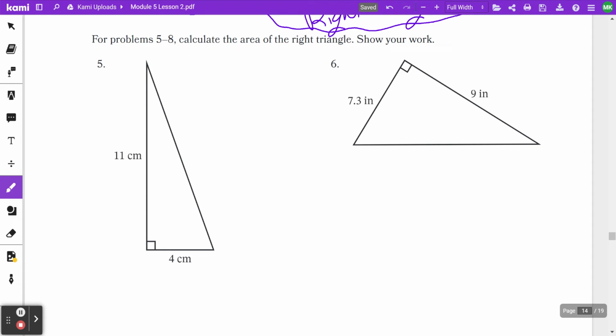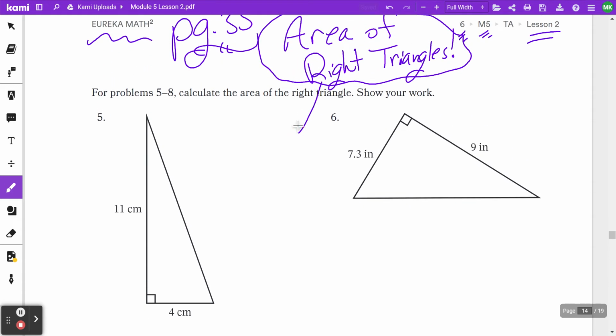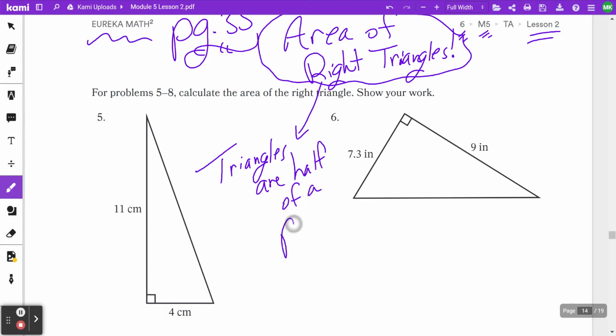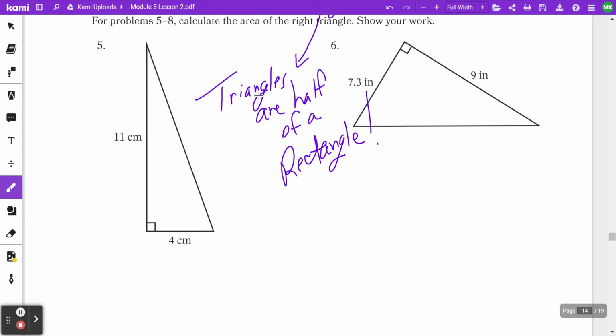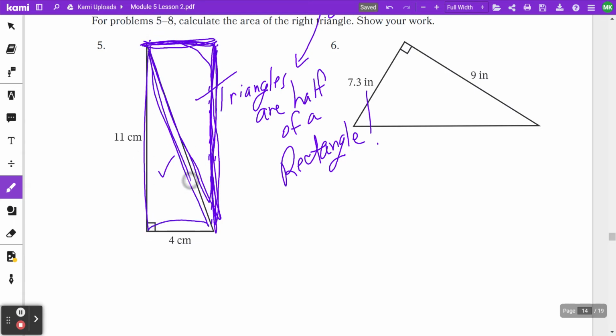So here's the deal with area of right triangles. The little trick, here it comes: triangles, watch this, are actually half of a rectangle. There's the secret. So there's a triangle, but if you use your imagination a little bit and you copy it and flip it over, you wind up with two of them. Two identical triangles. Here's the first one, and here's the second, or the original one, and they're exactly the same size.